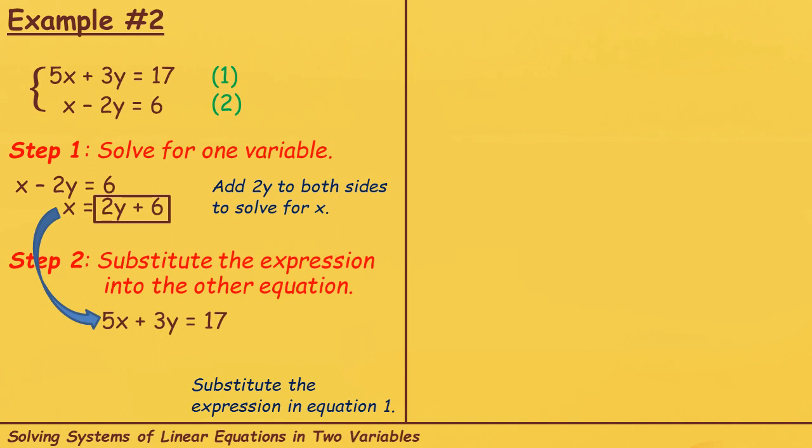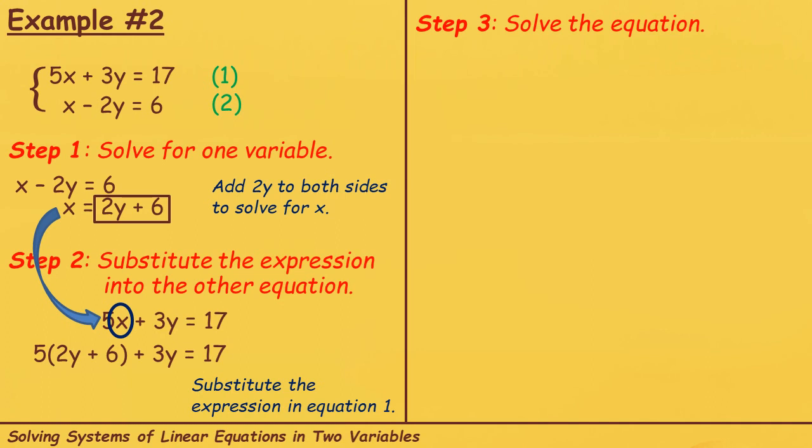We will substitute the value of x in the first equation. So magiging 5 times the quantity 2y plus 6 plus 3y is equal to 17. Ayun, medyo humaba yung expression natin or yung equation natin dahil ang value ng x is 2y plus 6, katulad ng nakikita natin. Step 3, solve the equation. Kung ang nakuha natin is 5 times the quantity 2y plus 6 plus 3y is equal to 17, we need to solve it using distributive property first.